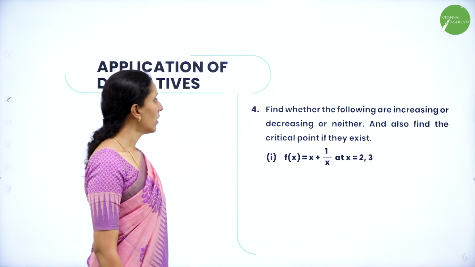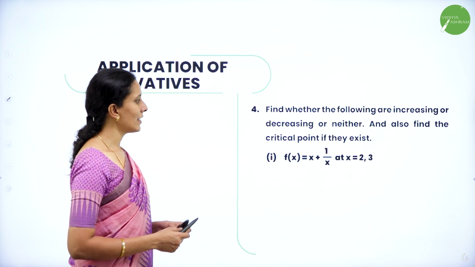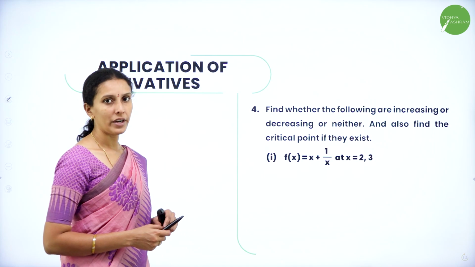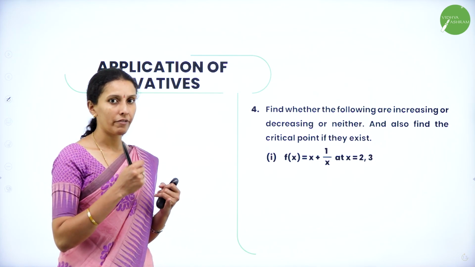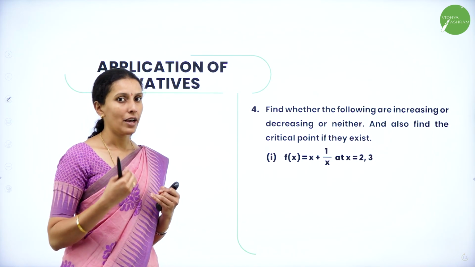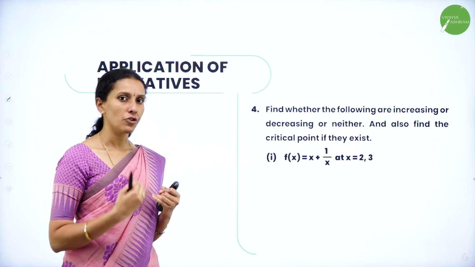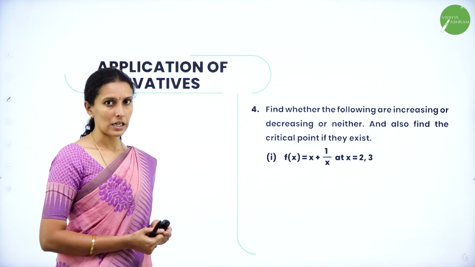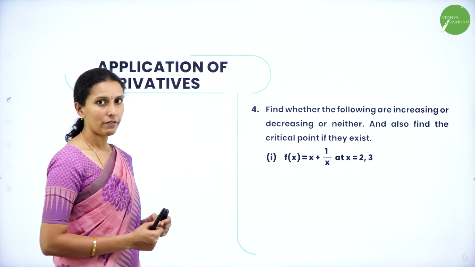Next we have: find whether the following are increasing or decreasing or neither, and also find the critical point if they exist. We need to check f dash of x greater than 0, f dash of x less than 0, f dash of x is equal to 0. If it exists, we need to find the critical point. Let's see for the given function.